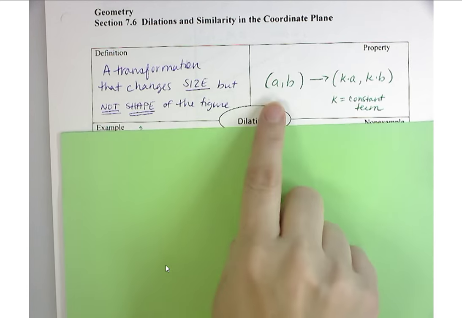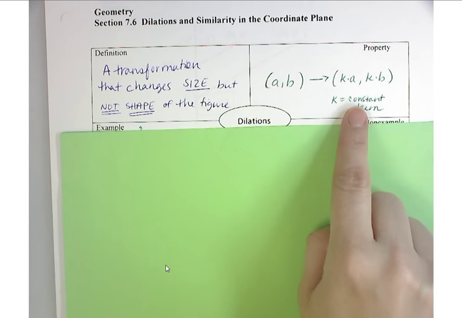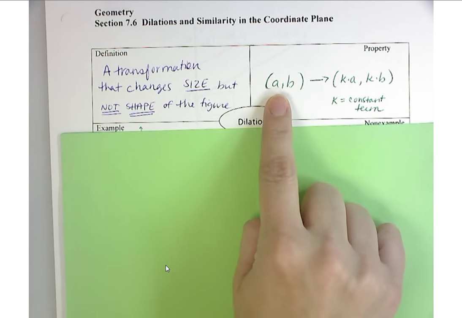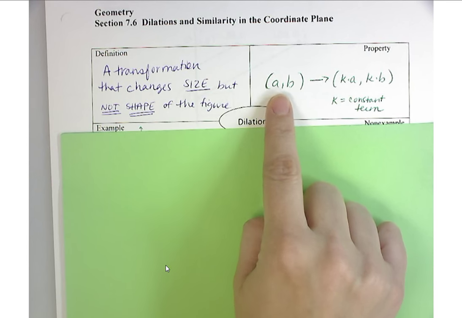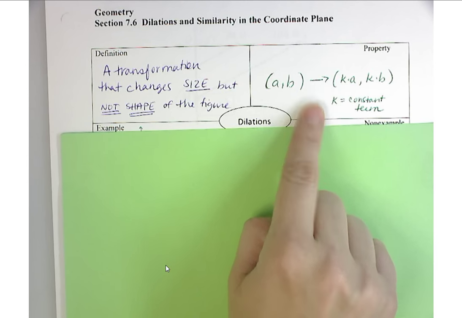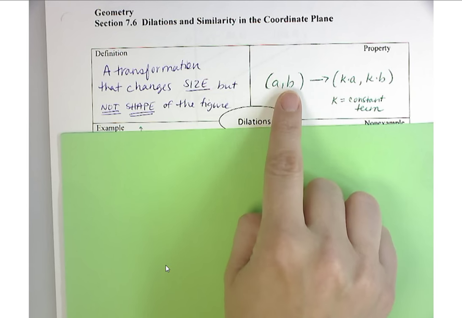Now, one way that we can create a dilation is by multiplying by what we call a constant. So if you're multiplying something by 2, what you would do is you would take your original point. So we call the point AB. So if you have the point AB, then you would just multiply that by whatever your constant is. So we call the constant K. So if you do K times A, K times B, that's how you would get your dilation.